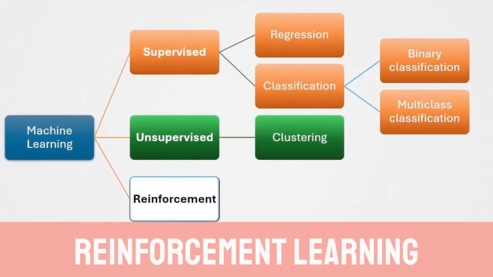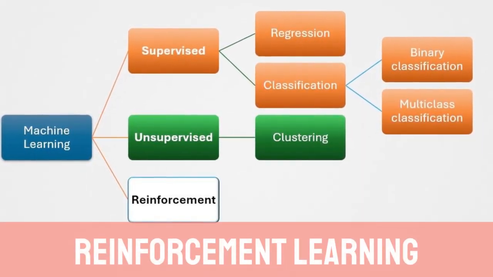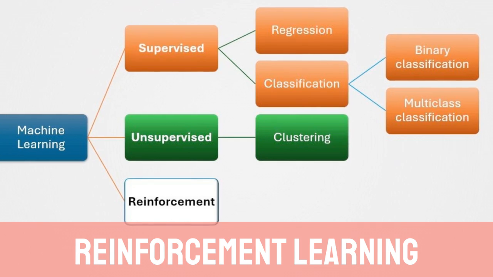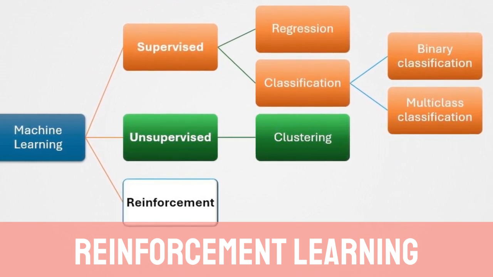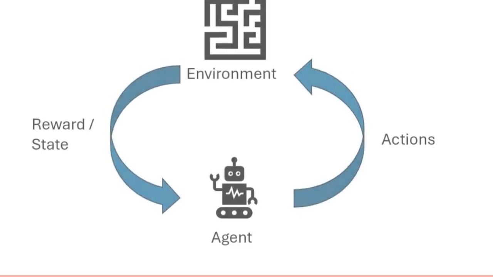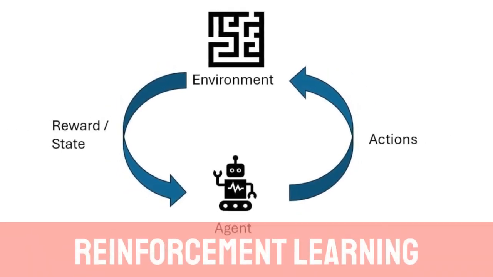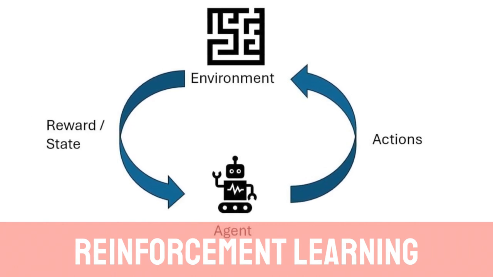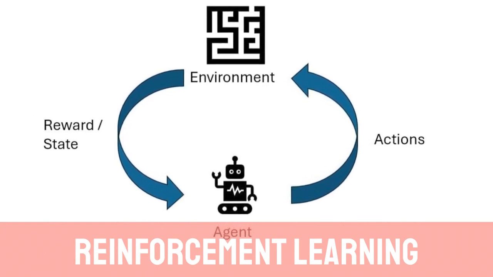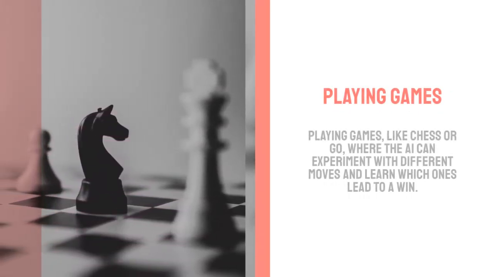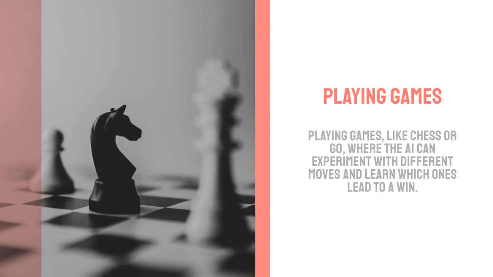Reinforcement learning is a method where an AI agent learns to perform a task through trial and error within an environment. Unlike the other types of machine learning, it doesn't use a dataset. Instead, it learns by receiving rewards for good actions and penalties for bad ones, with the goal of maximizing its total reward over time. Reinforcement learning is often used for playing games like chess or Go, where the AI can experiment with different moves and learn which ones lead to a win.